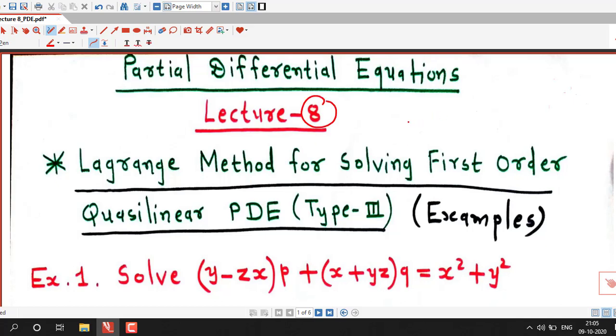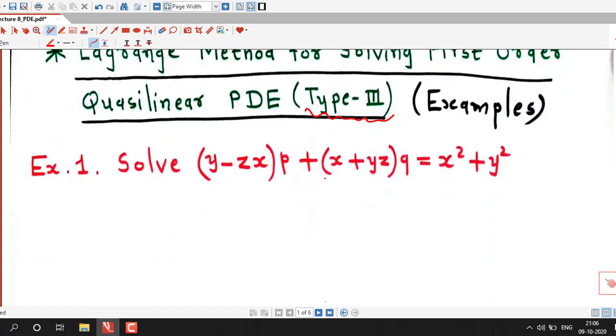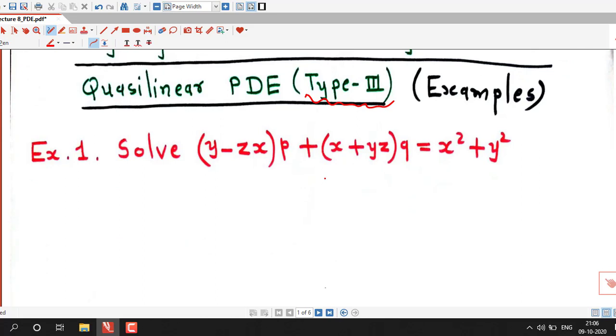In the previous lecture, we discussed how to select appropriate multipliers so as to obtain 0 in the denominator, and we are able to find the two functions u and v in the general solution of the Lagrange quasi-linear equation. So today also we are going to discuss some more examples of this type, number 3, for solving Lagrange auxiliary equations. So let us start with this example number 1.